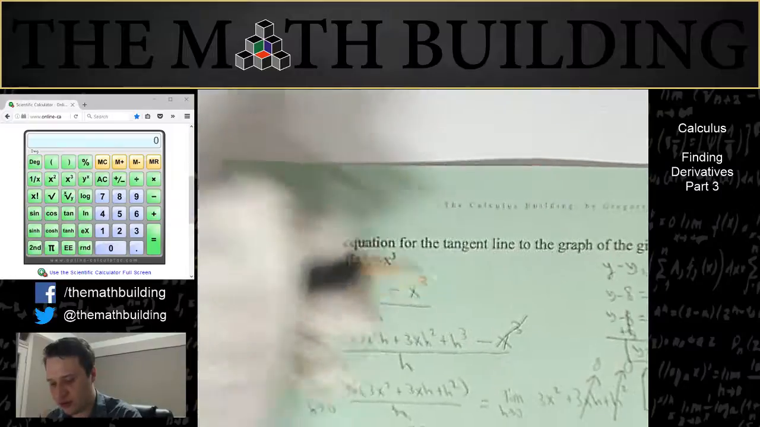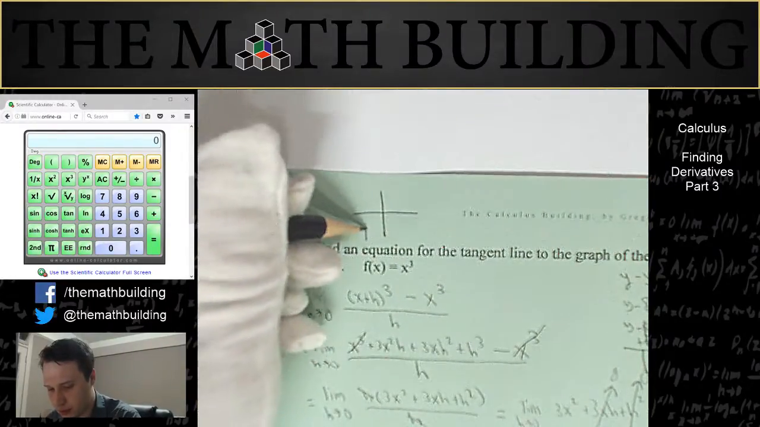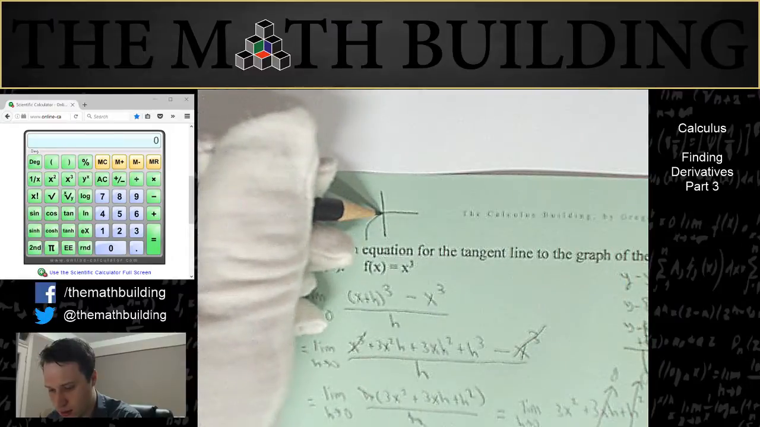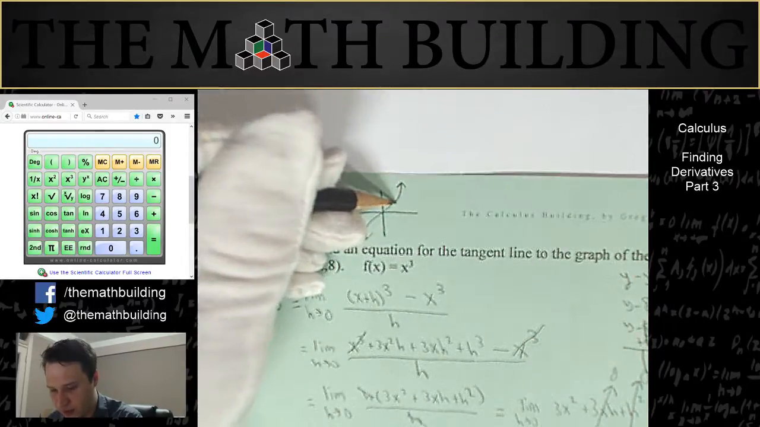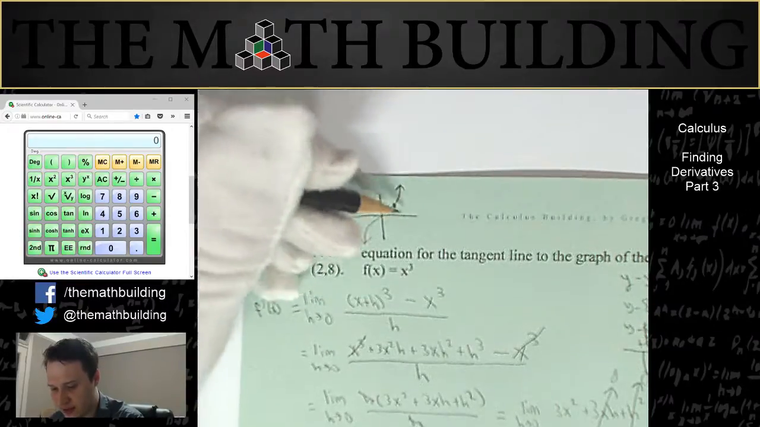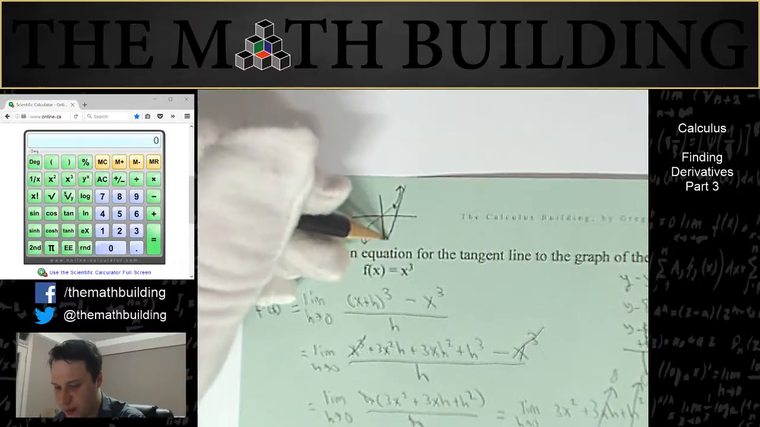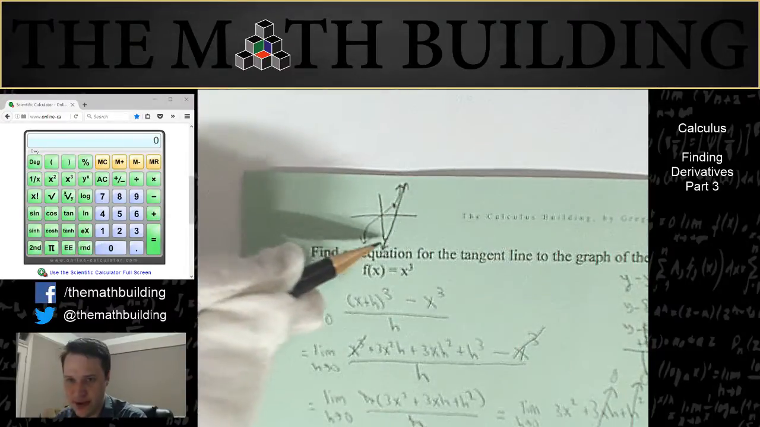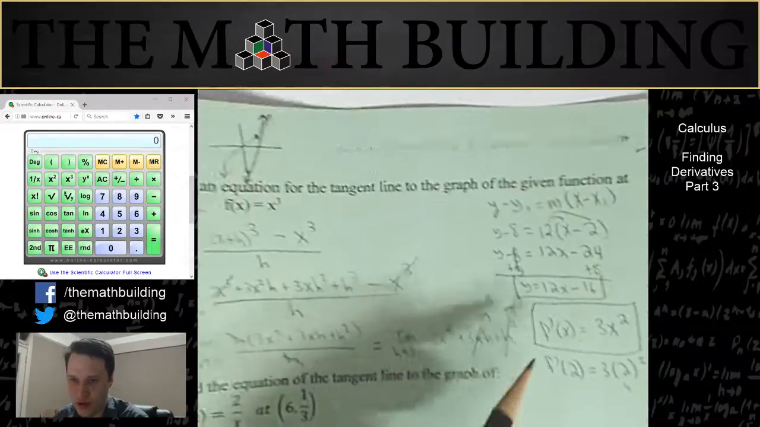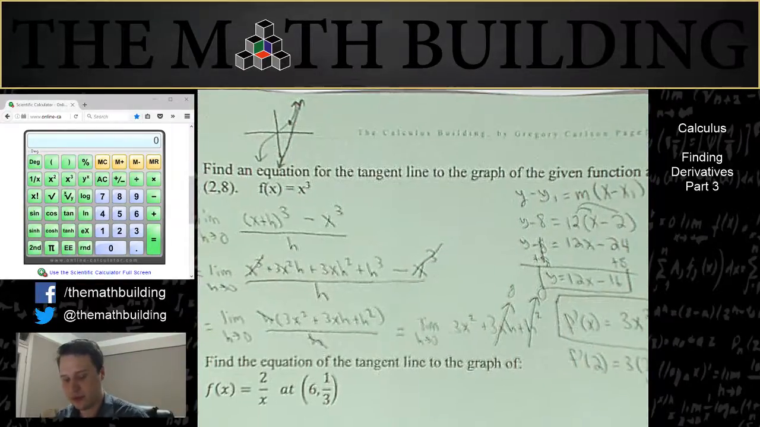Really quick, here's what the graph of x cubed looks like. So we have a point here, and that's pretty steep. That's the point 2,8. It's a pretty steep positive tangent line that crosses through negative 16 as our y-intercept. So that's putting it all together with the graph.